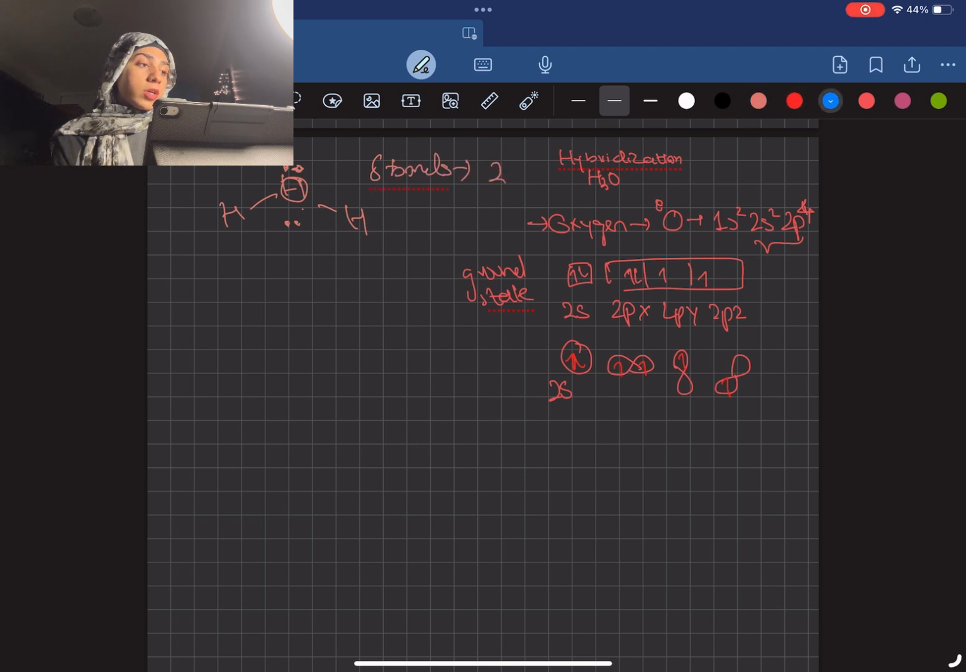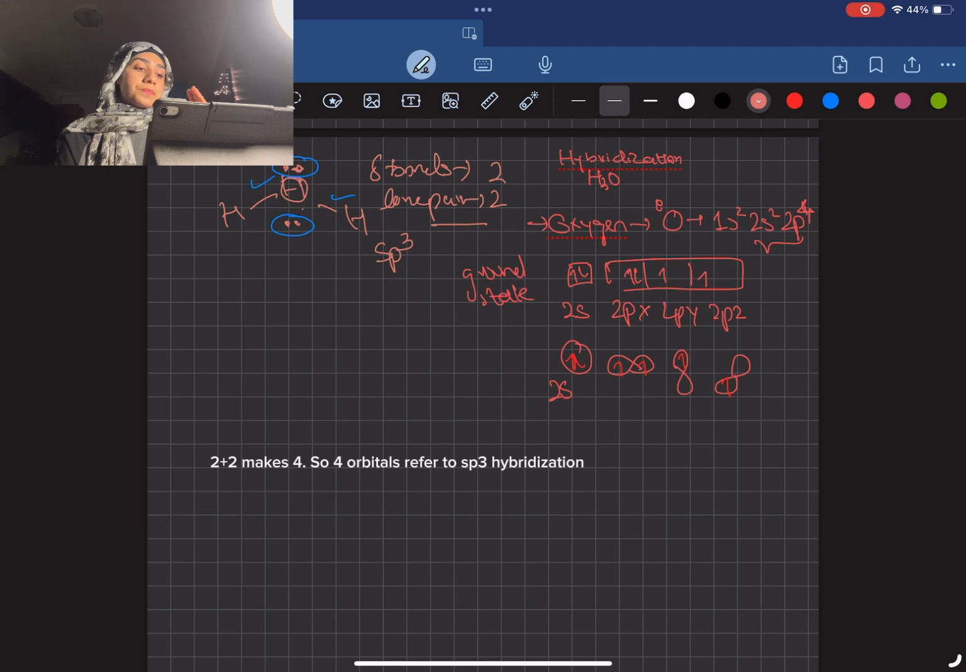We have 2 sigma bonds because this is 1 sigma bond, this is the 2nd sigma bond. And how many lone pairs do we have? 1 lone pair, 2nd lone pair. So lone pairs 2. So this would mean that we have sp3 hybridization.